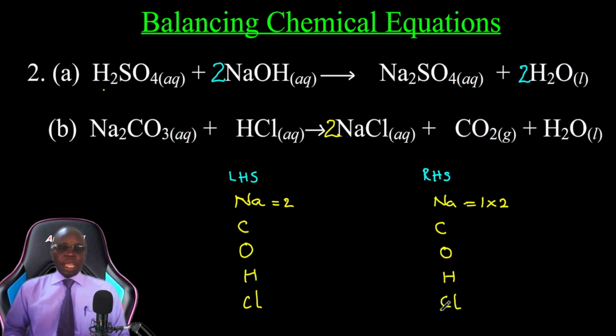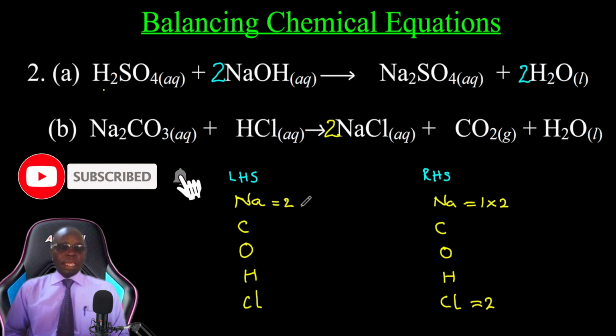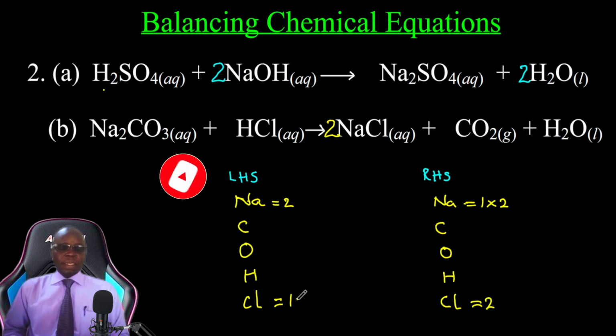So chlorine on the right hand side has 2 atoms, and on the left hand side there is only 1. So let's balance this by multiplying also by 2. Taking this 2 as molecules and placing it in front of this acid, which is hydrochloric acid, will balance the number of atoms of chlorine to 2.